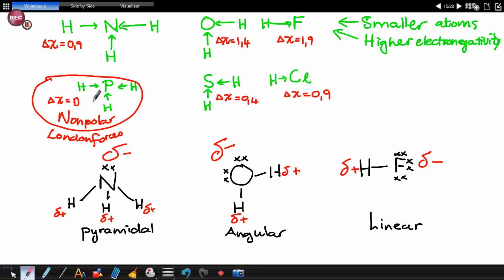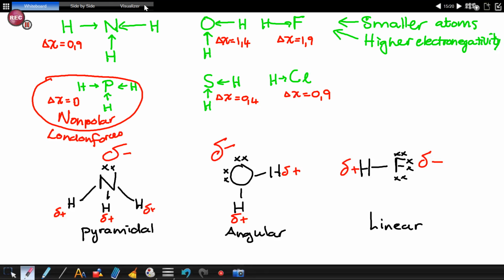If I compare that to the bond that hydrogen forms with phosphorus, the difference in electronegativity is 0, so this molecule is nonpolar. It will have London forces between it, even though it is pyramidal like ammonia. Sulfur joined to hydrogen, 0.4, so there's a degree of polarity. The molecule will be polar. And with HCl, there is polarity.